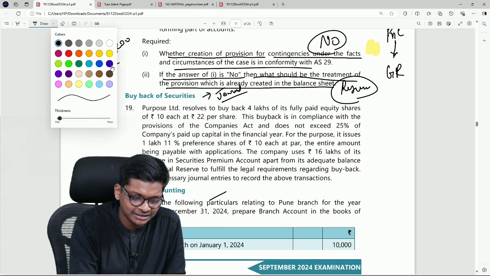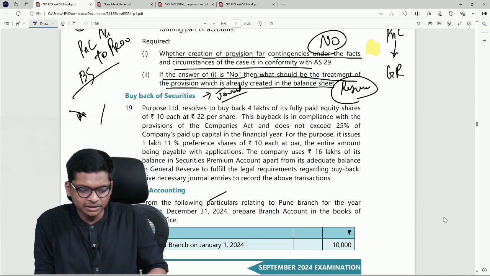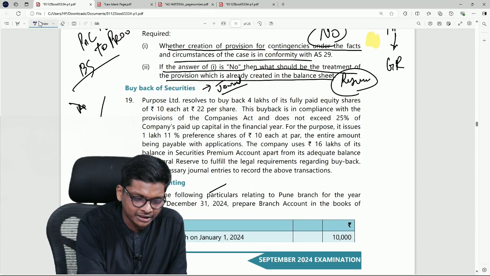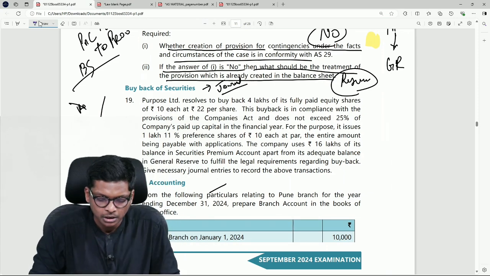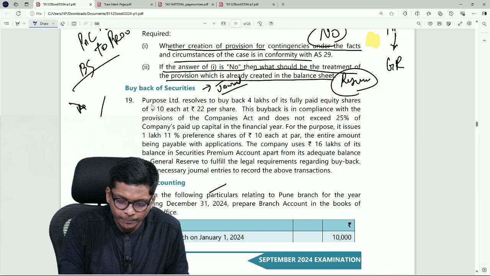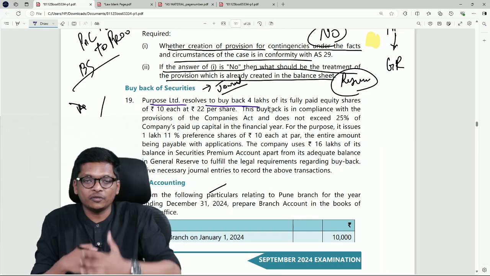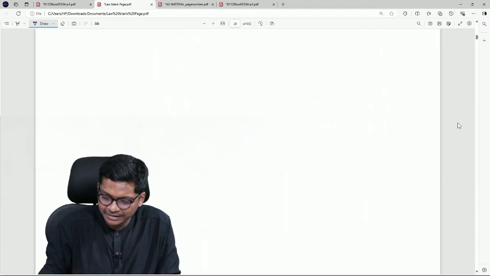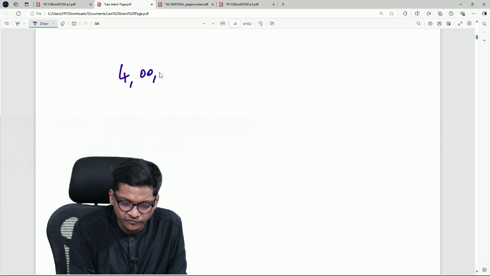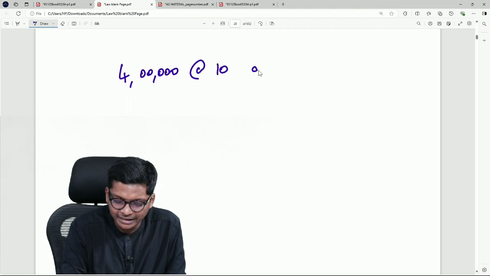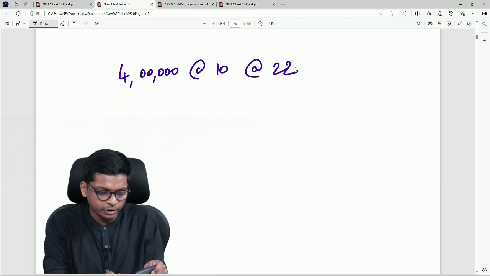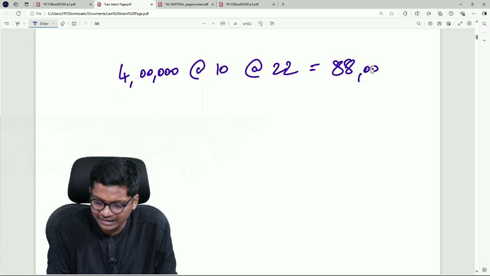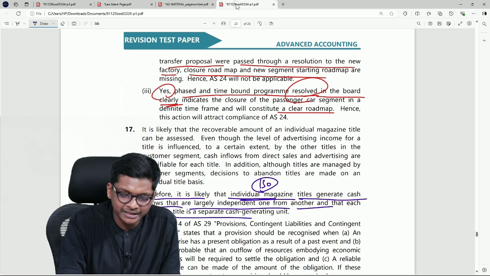Last two questions, guys. Let's go to the last two questions. Follow. Let's proceed: buyback and branch accounting. Buyback, simple question. The company proposes to buy back 4 lakh of its paid up equity shares of 10 each at 22. Let's solve simultaneously. They want to buy back 4 lakh shares, face value 10, at 22. That means how much are they going to pay? 4 lakhs into 22 is going to be 88 lakhs of cash outflow.